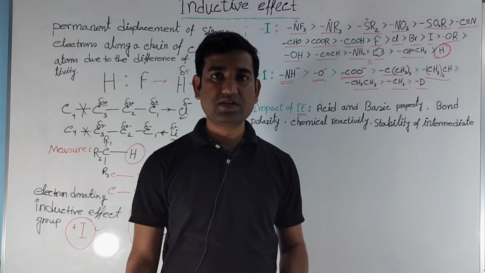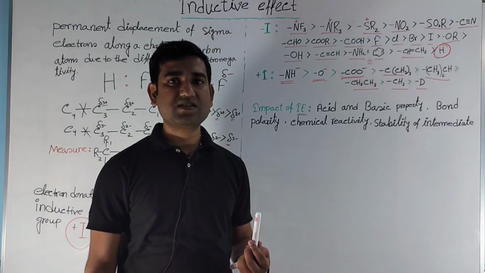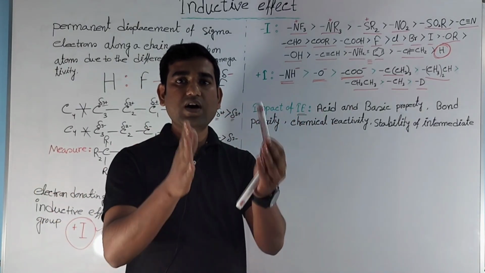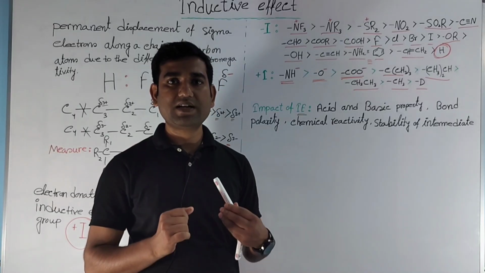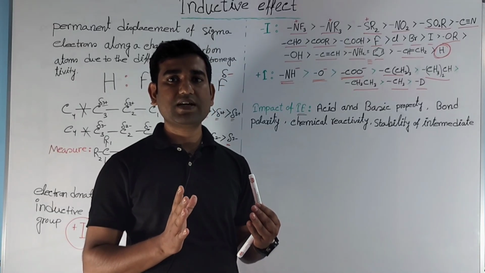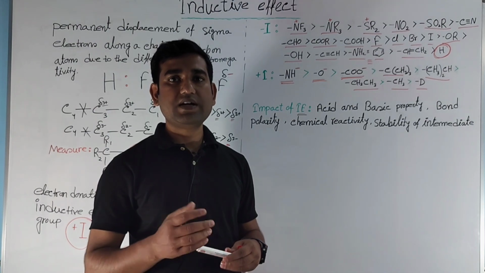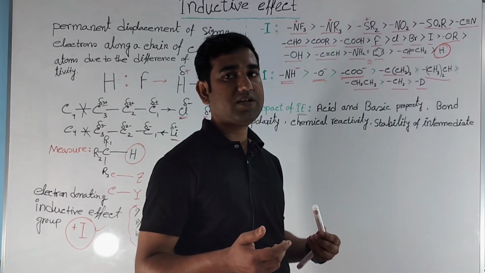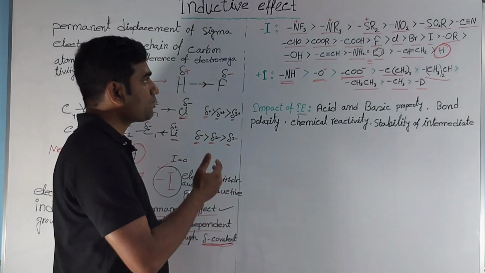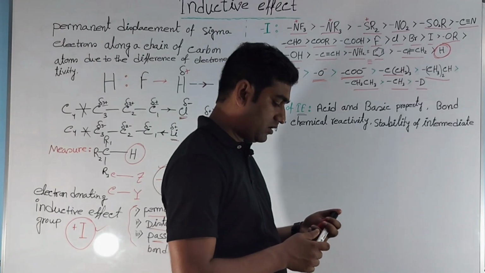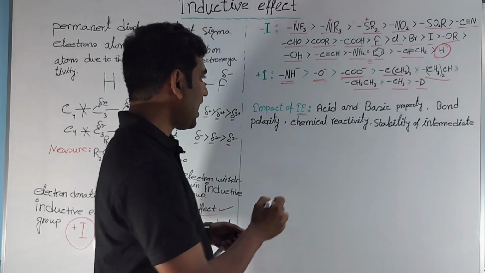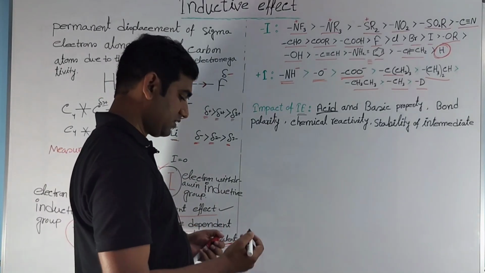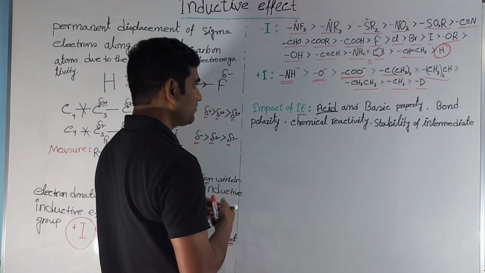Stability of the intermediates: reaction intermediates means once reactants form the product, in between one reaction intermediate is formed. That intermediate stability we can explain by the inductive effect. Intermediate means like carbocation, carbanion, carbene; this type of intermediate we can explain by the inductive effect. So first we explain the acidity, the acid and base property, by the inductive effect. Suppose acid property.